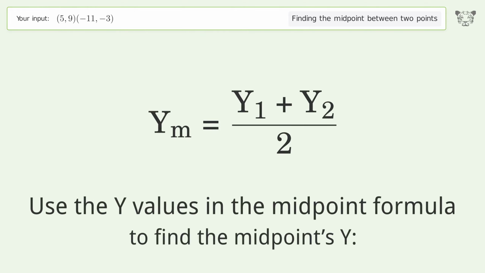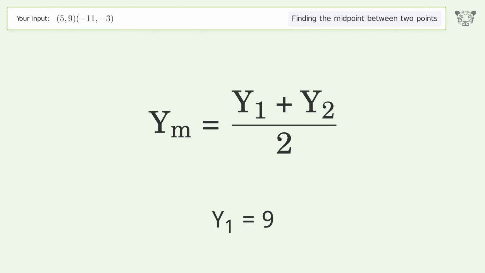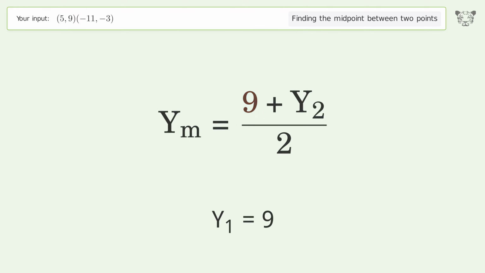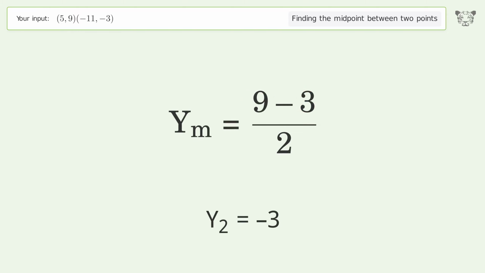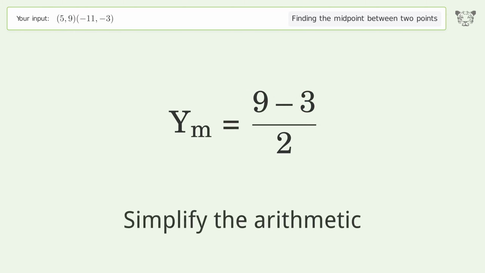Use the y values in the midpoint formula to find the midpoint's y. y1 equals 9. y2 equals -3. Simplify the arithmetic.